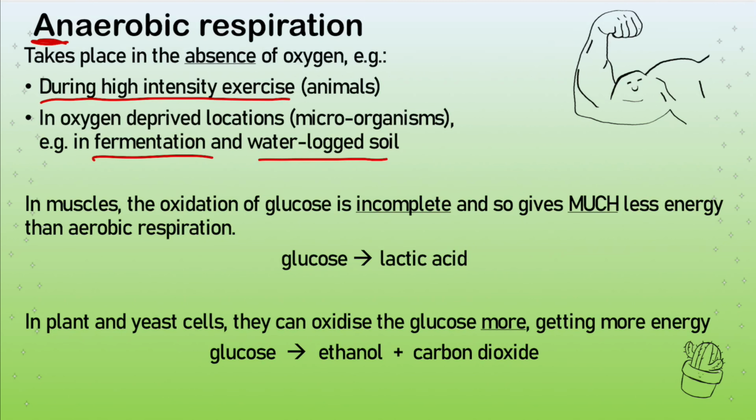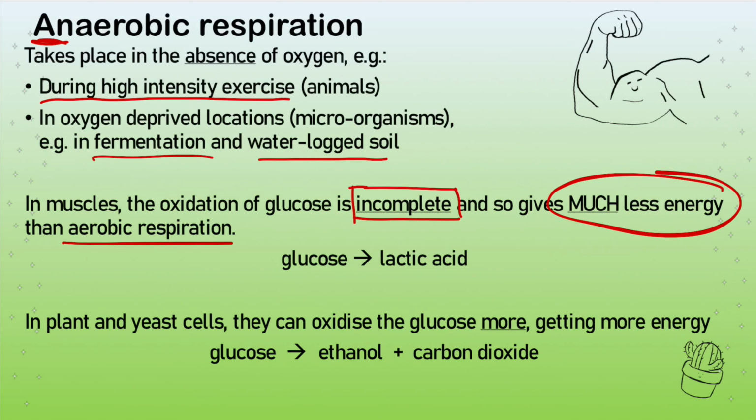So this is really an emergency case of trying to get energy from glucose but without using oxygen. But because it's this emergency process and we're trying to do something called oxidation of the glucose without oxygen, you can't do oxidation very well. So we call it incomplete. It's not complete oxidation of glucose. So we're not getting as much energy as the version that actually uses oxygen. We're getting much less energy with anaerobic respiration than we do with aerobic respiration.